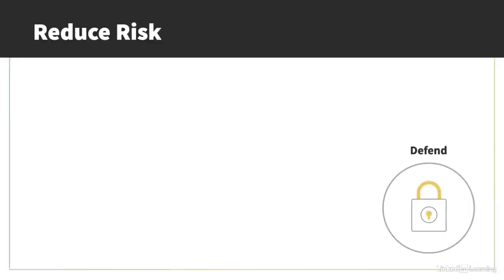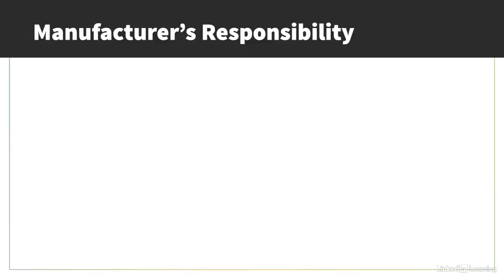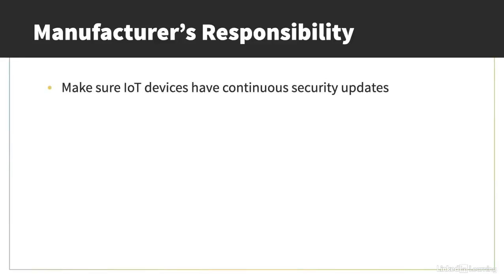Reducing the risk of an IoT device includes guidelines on what the manufacturer must do to ensure the device is more secure, along with consumers researching a product before purchase. Now, some of the manufacturer's responsibilities include make sure IoT devices have continuous security updates.